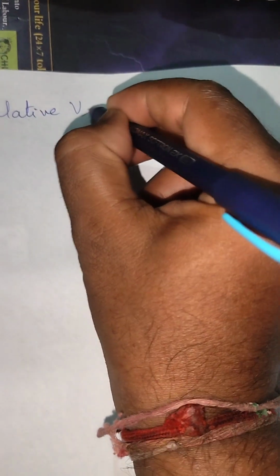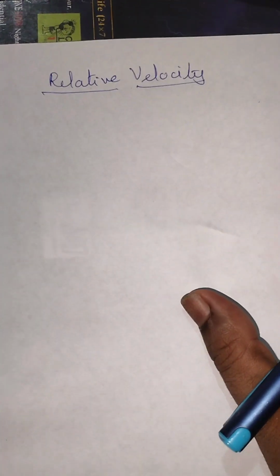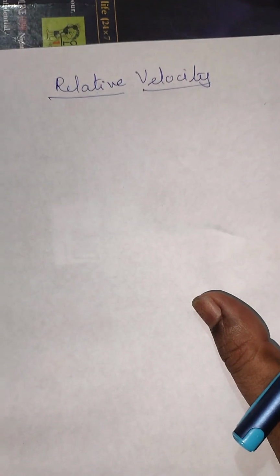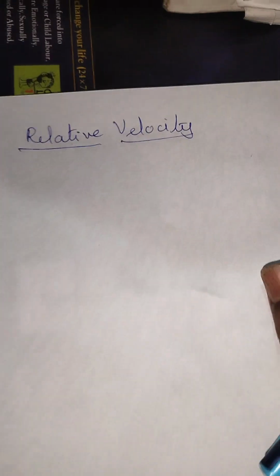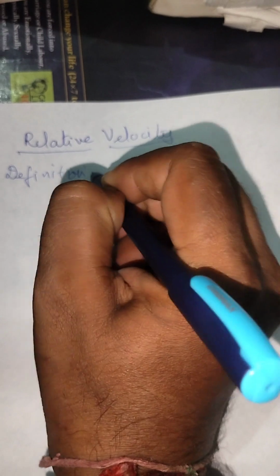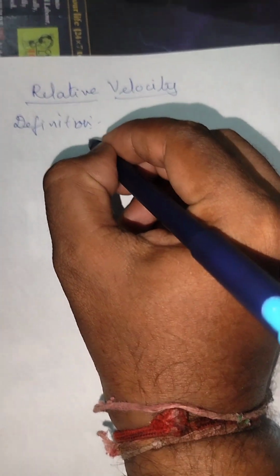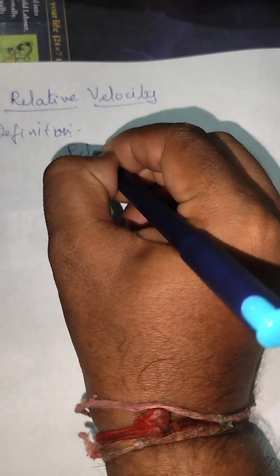Relative velocity. So you know what velocity is all about. In this relative velocity concept, we are going to learn about the relation between two different velocities. First of all, we are going to learn the definition part. The definition is the relative velocity of an object 2 with respect to an object 1.